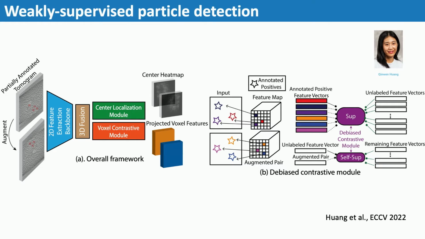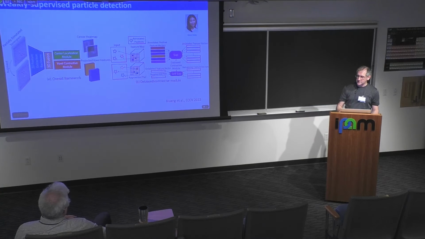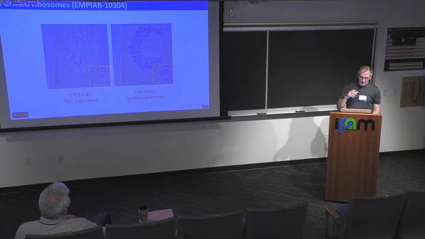So I won't go into the details, but essentially, she's using a positive label approach, which is similar to what Topaz uses for 2D, that allows you to only click on where the particles are, and then using different strategies for consistency training and other modules, you can make up for that lack of labels and still have very good performance. So we tried this on a couple of different data sets.